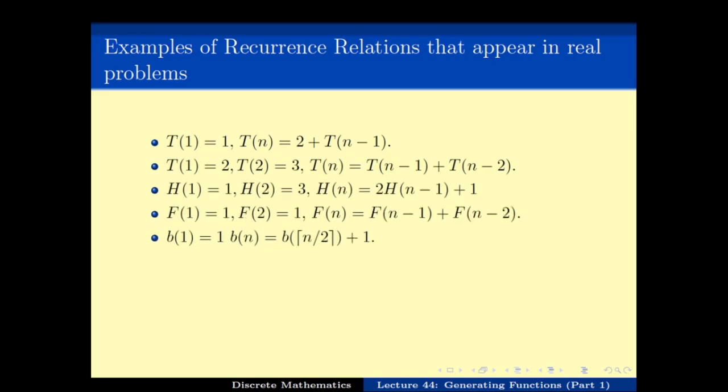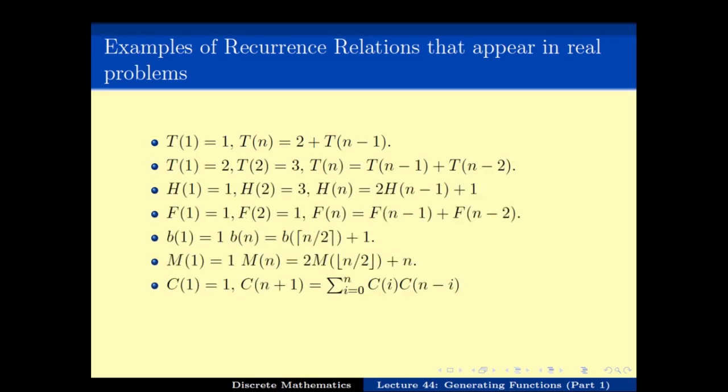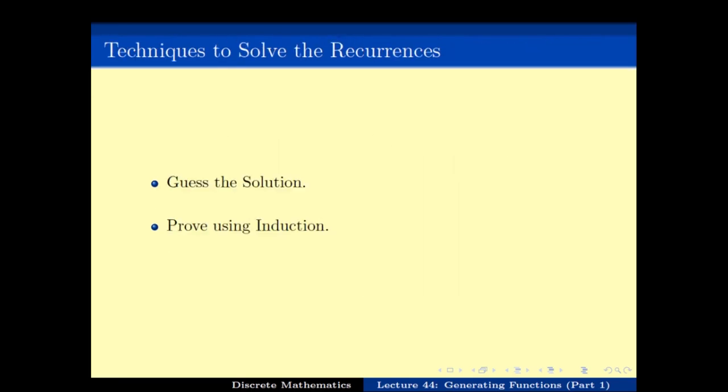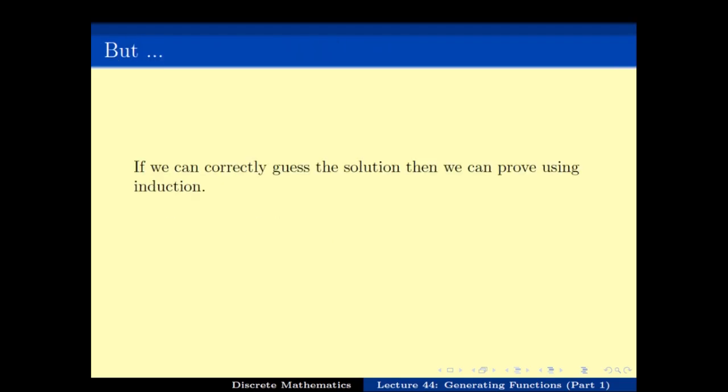So we have seen a few examples of recurrence relations, and for some of them, we have seen techniques of solving them. Now, to quickly recap the techniques that we have, the first one was you first guess a solution and then prove it using induction. This technique works perfectly if you can guess the solution correctly. Once you guess the solution correctly, proving it by induction is quite a simple step. But sometimes the question is, how do you guess the solution?